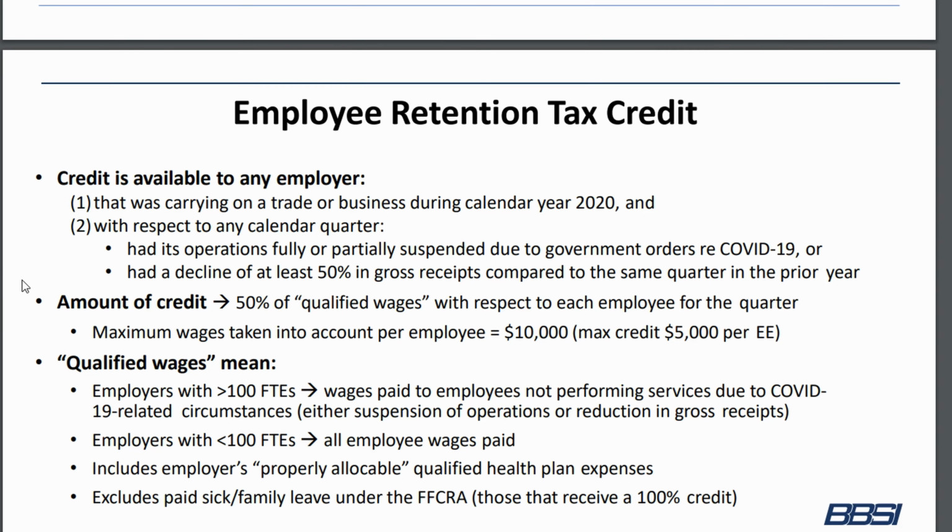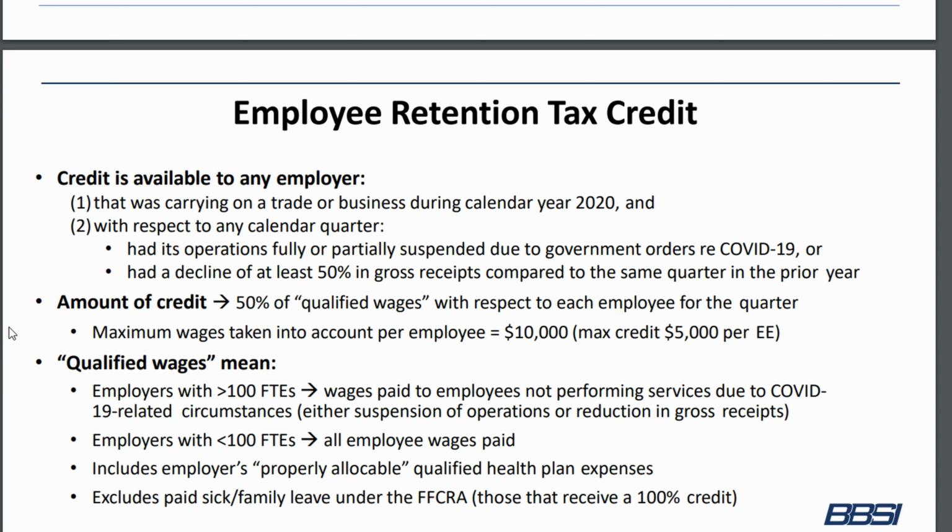Onto the employee retention tax credit. This credit is available to any employer that was carrying on a trade or business during the calendar year of 2020 and with respect to any calendar quarter, had its operations fully or partially suspended due to government orders because of COVID-19, or had a decline of at least 50% in gross receipts compared to the same quarter in the prior year.